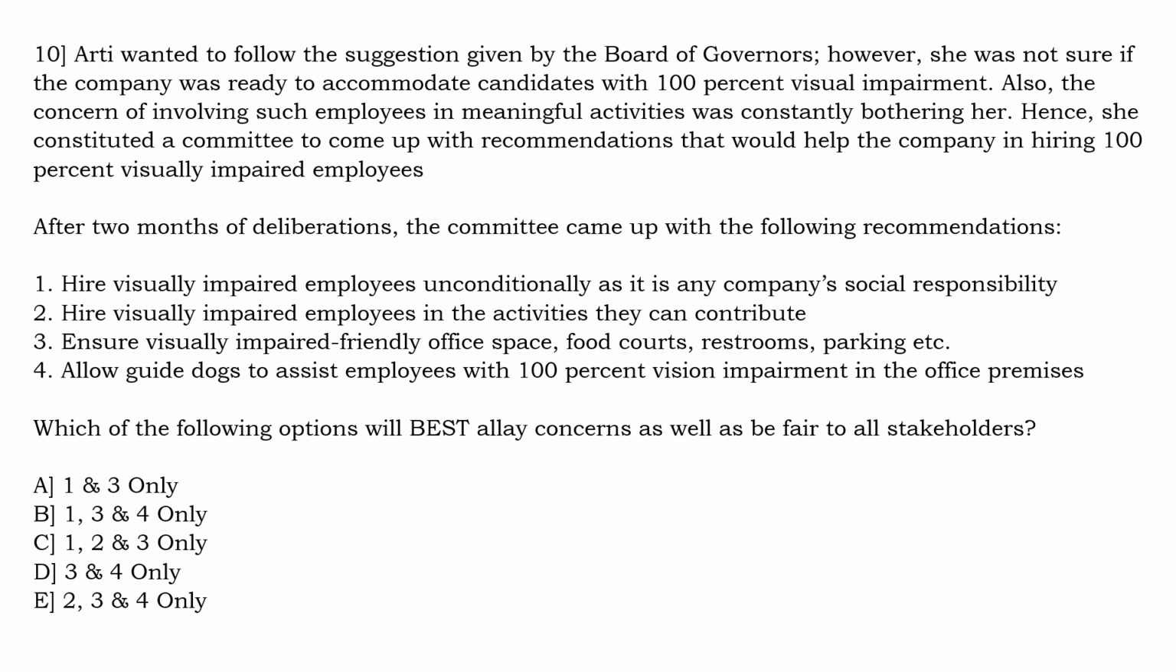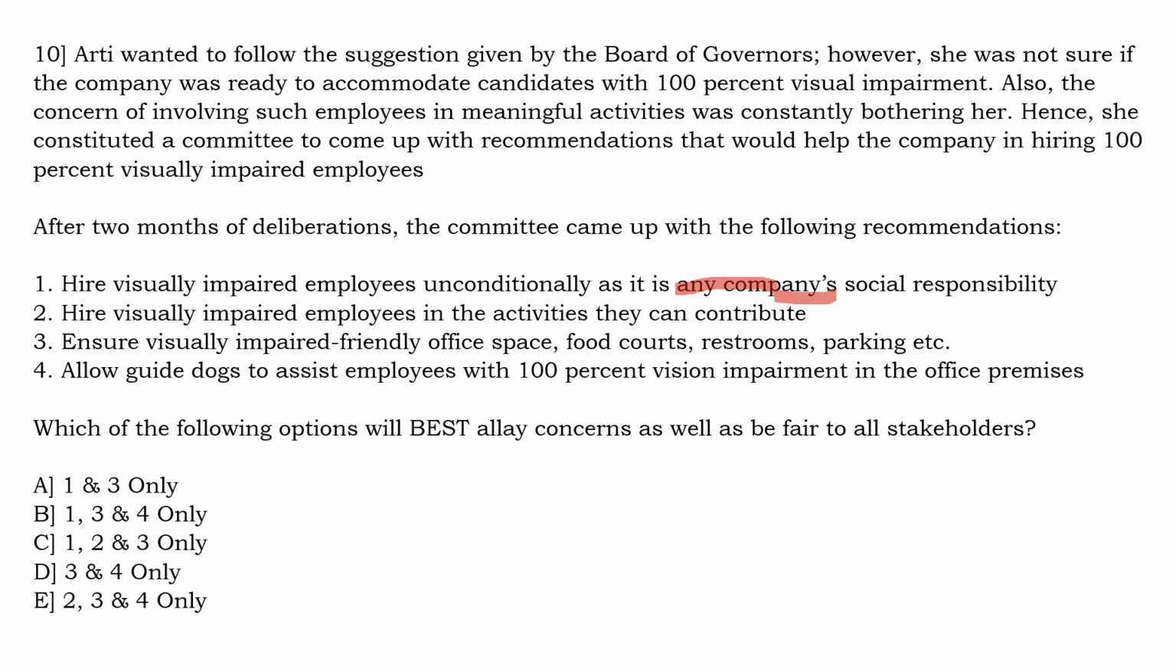Option 1, hiring visually impaired people conditionally as it is any company's social responsibility. See, the key word here is any company. We are not talking about whether companies have a social responsibility or not. We are talking specifically about the concerns that the CEO is having, as well as what is going to be fair to the stakeholders, means the people who are going to be appointed, the existing employees, the CEO, and the board of governors. So whether this is a social responsibility or not is not the issue.